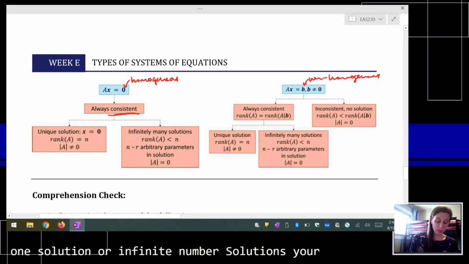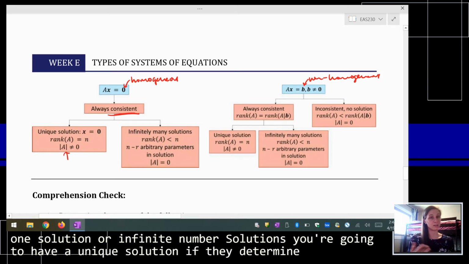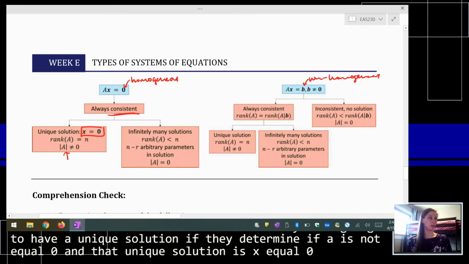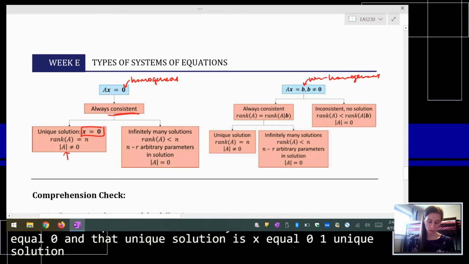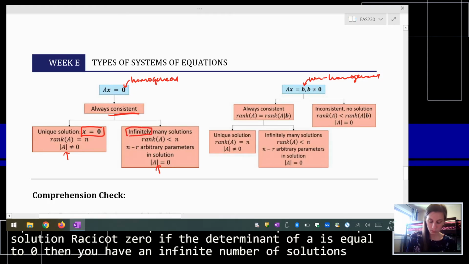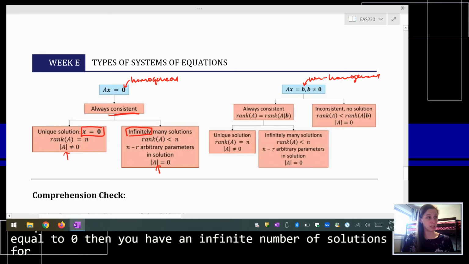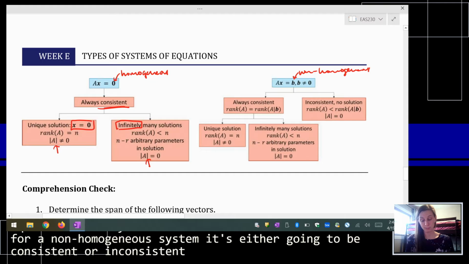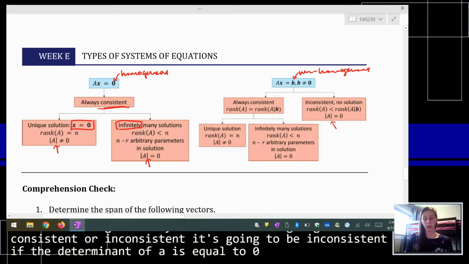You're going to have a unique solution if the determinant of A is not equal to 0, and that unique solution is x equals 0. So you have one unique solution where x equals 0. If the determinant of A is equal to 0, then you have an infinite number of solutions. For a non-homogeneous system, it's either going to be consistent or inconsistent. It's going to be inconsistent if the determinant of A is equal to 0 and the rank of A is less than the rank of [A|b].